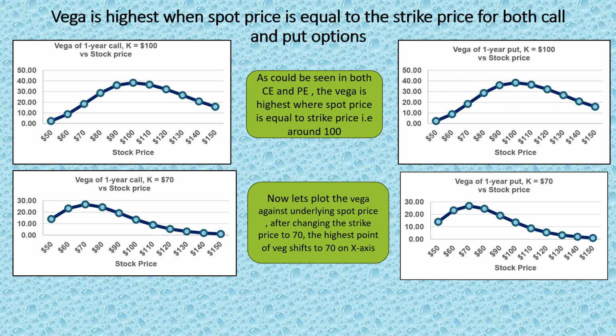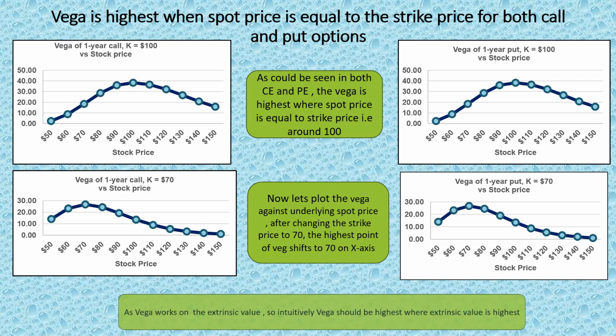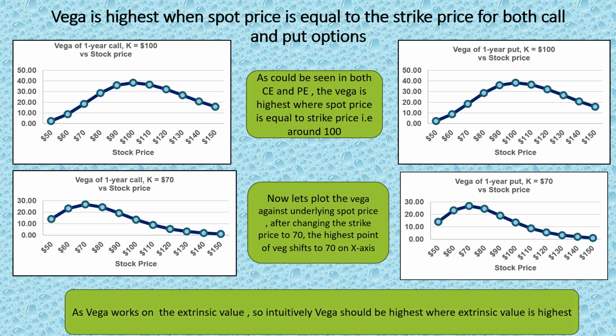Now let's plot the Vega against the underlying spot price after changing the strike price to 70. As could be seen, the highest point of Vega shifts to 70 on the x-axis. As Vega works on the extrinsic value, intuitively Vega should be highest where extrinsic value is highest.